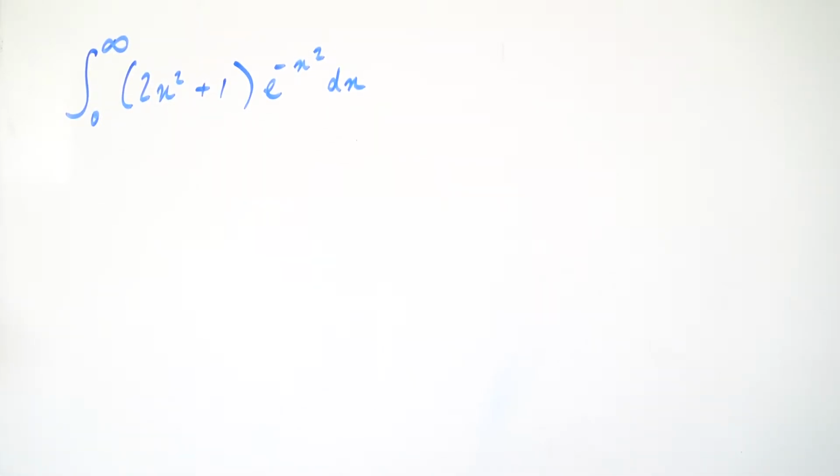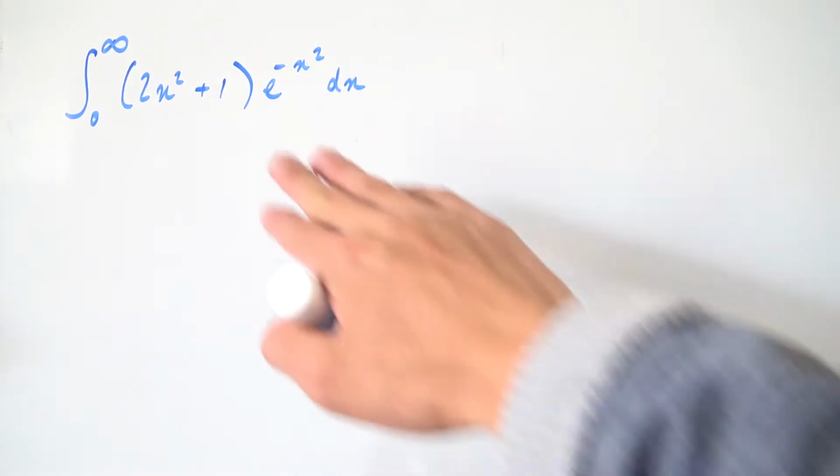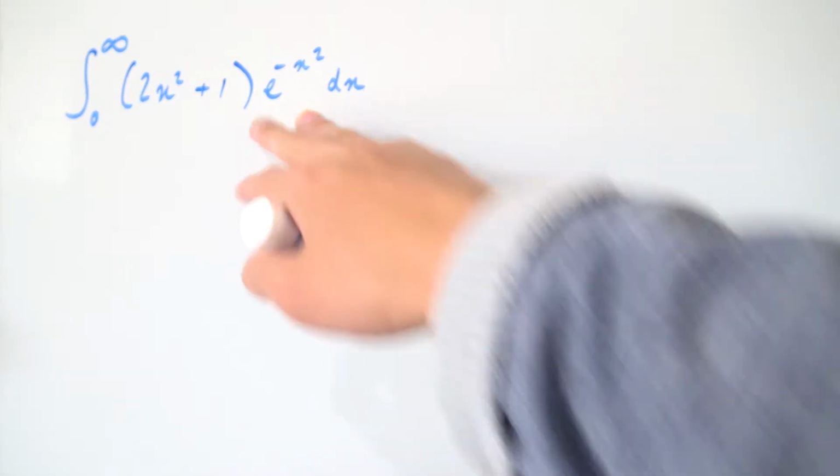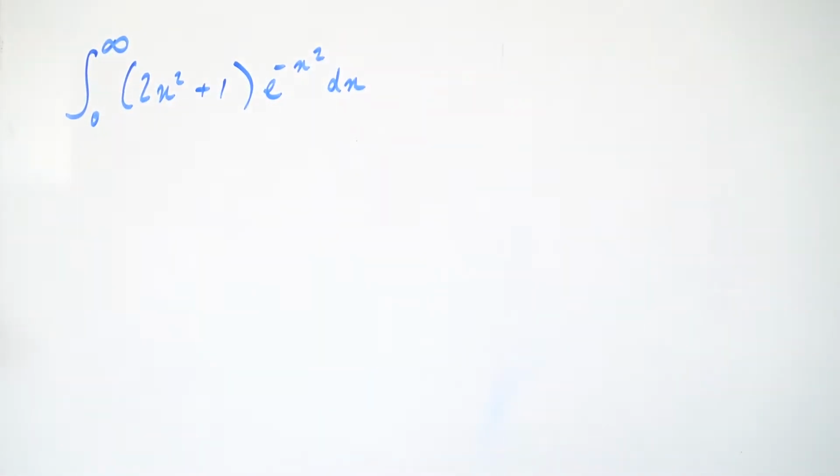Alright, hello everybody, and today we're going to be evaluating the improper integral from 0 to infinity of (2x² + 1) times e^(−x²). So this is a question from the MIT Integration Bee back in 2006, I'm quite sure. And this is quite a nice integral to evaluate because we have this e^(−x²) right here, which is pretty much the Gaussian integral.